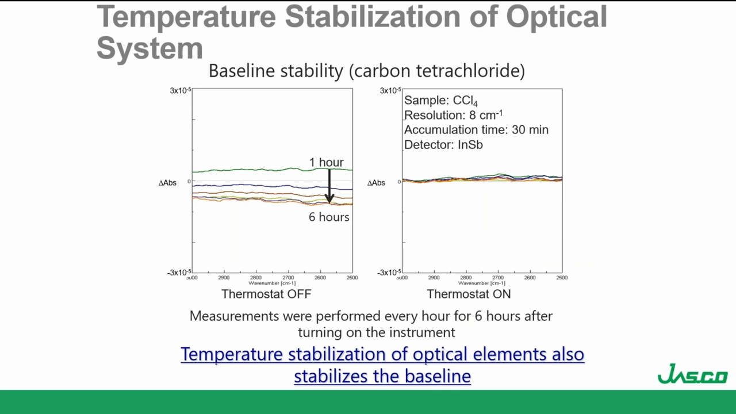So this is an example of the measurement when the thermostat is applied. Here you can see how there is a drift in the baseline due to the thermal variation, but when we use our thermostat that keeps the temperature constant and there is no external influence from the environment, we can see that there are no changes in the baseline.